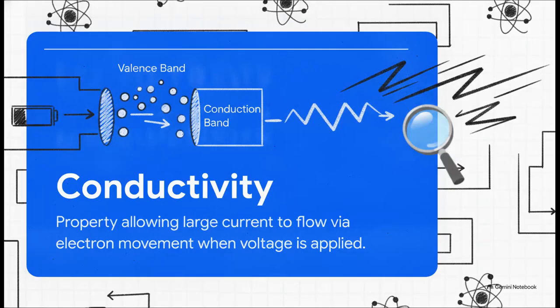Well, it brilliantly comes down to this definition right here. Conductivity is all about the movement of electrons. Think of something called the valence band as the electron's comfy home, and the conduction band as a super fast highway. When you apply voltage, it basically acts as a pushing force, trying to kick those electrons out of their home and onto that highway. If they can make that jump, boom, electricity flows.